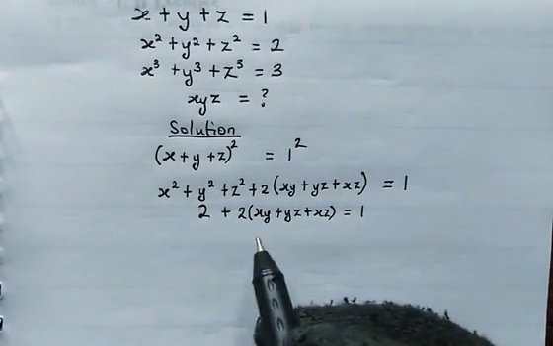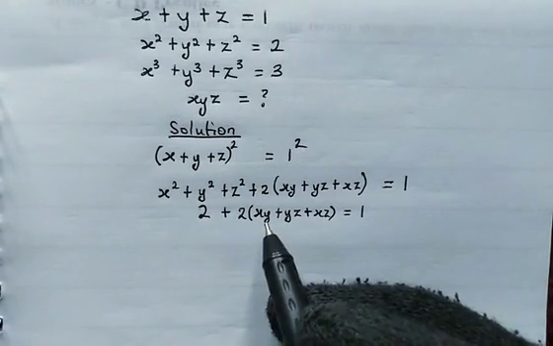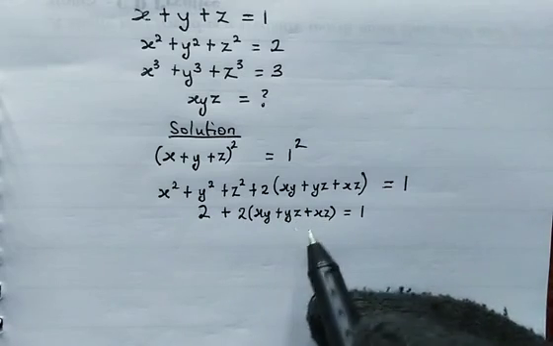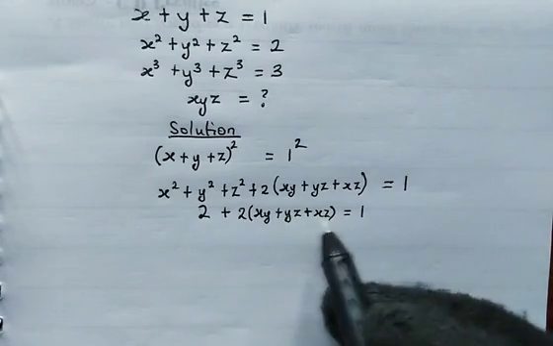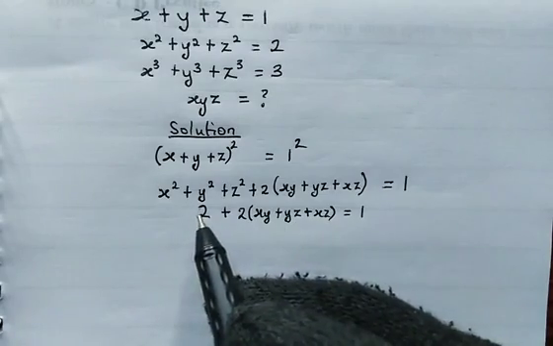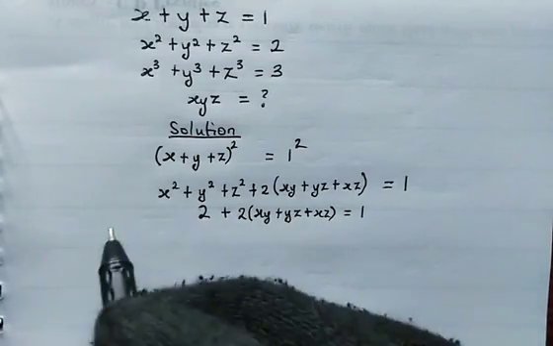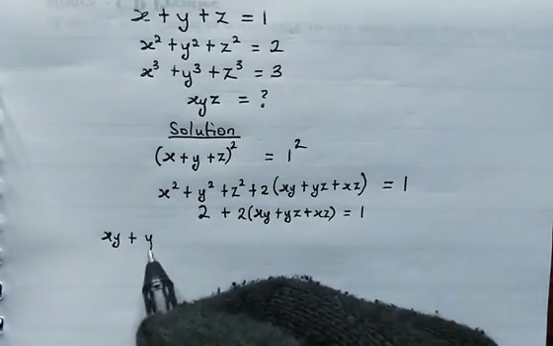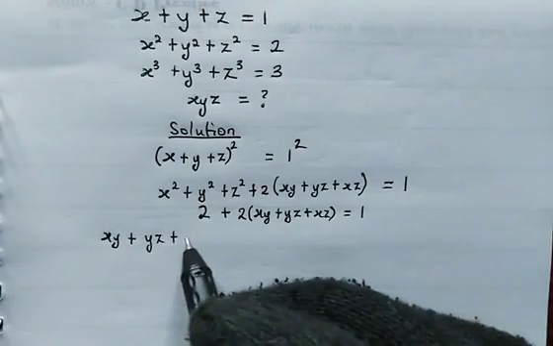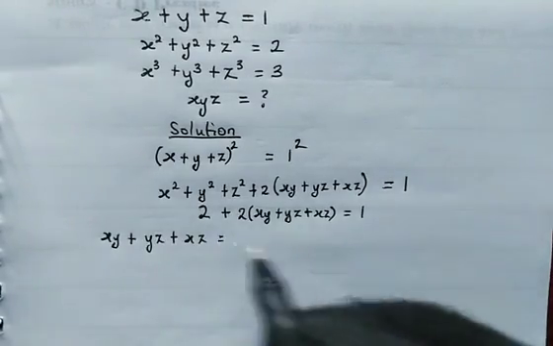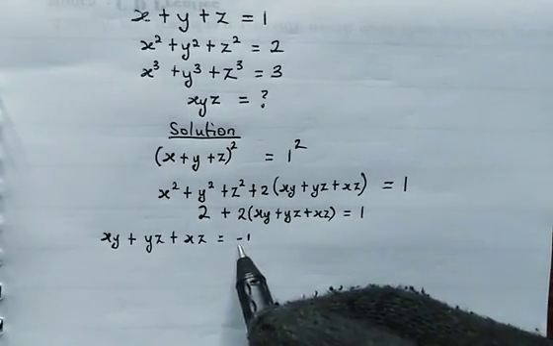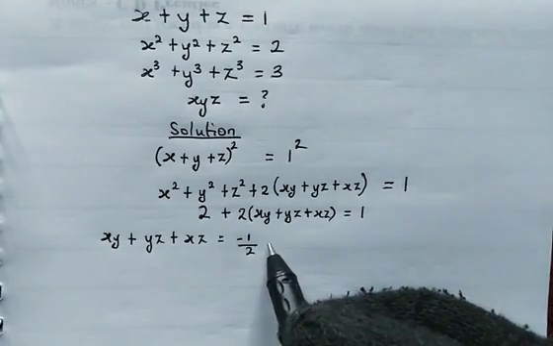Now the next thing to do, we're going to solve for the sum of their products, right? That is xy plus yz plus xz. And how do we solve this? This is just a simple equation. Subtract 2 from both sides and divide by 2. We're going to find out that xy plus yz plus xz equals 1 minus 2 here, which is negative 1. Then remember we're dividing by 2, which will give us negative 1 over 2.